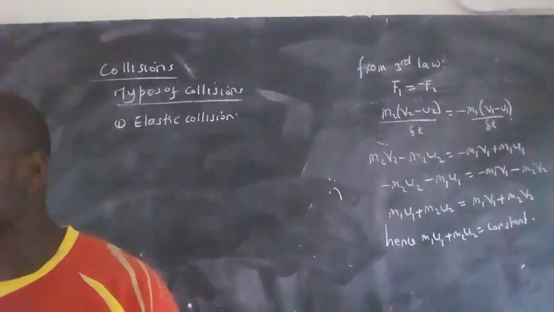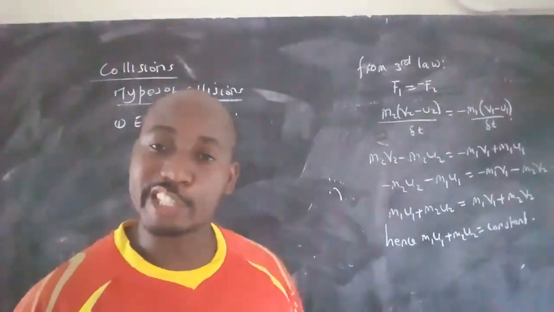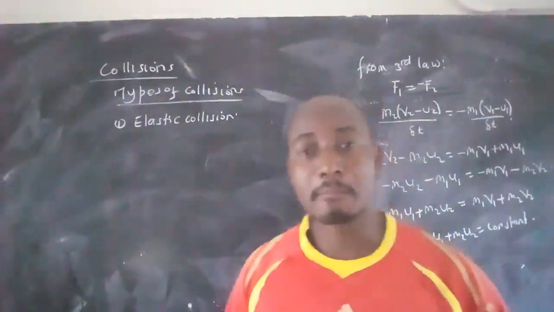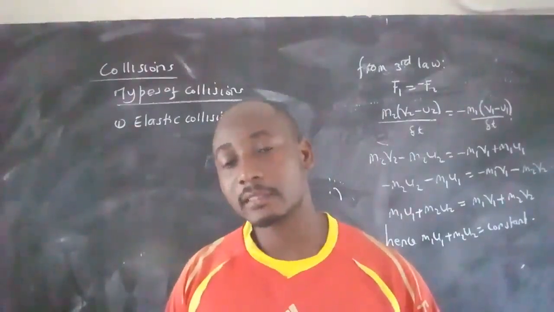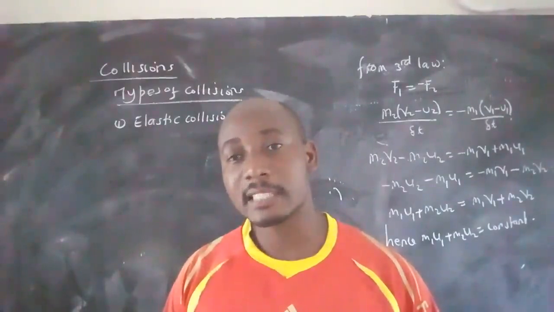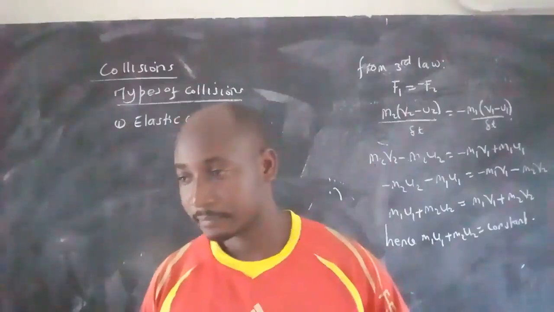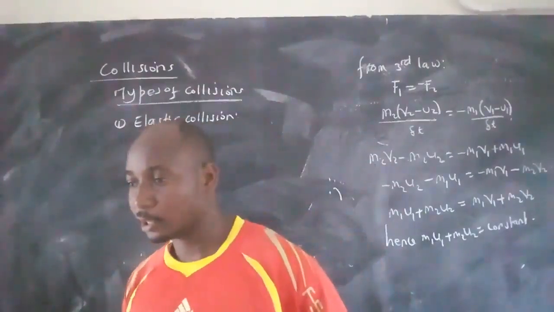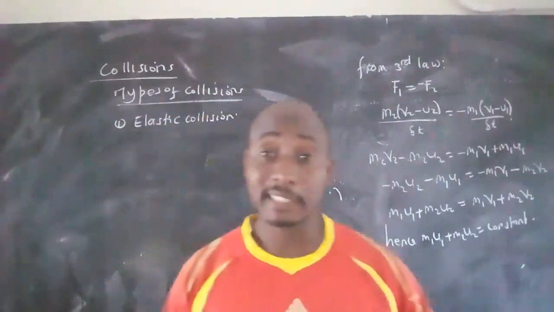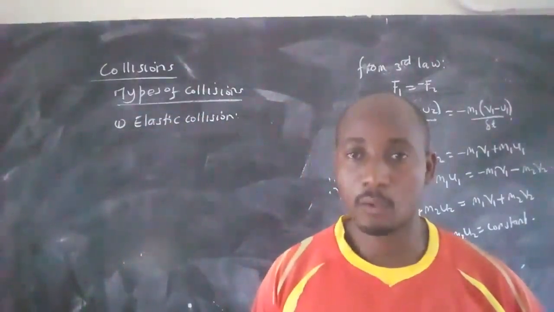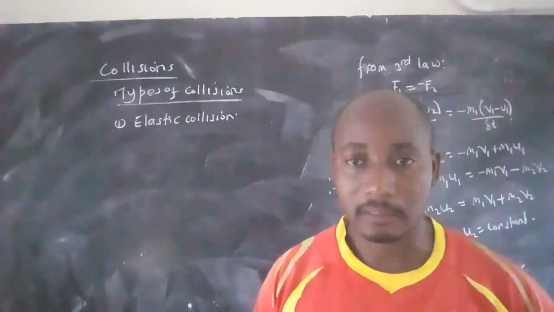This is a type of collision in which bodies stick together and move with a common velocity. The bodies stick together, move with a common velocity, and kinetic energy is not conserved. E.g., the collision between a bullet and a wood. Sperm and ova.